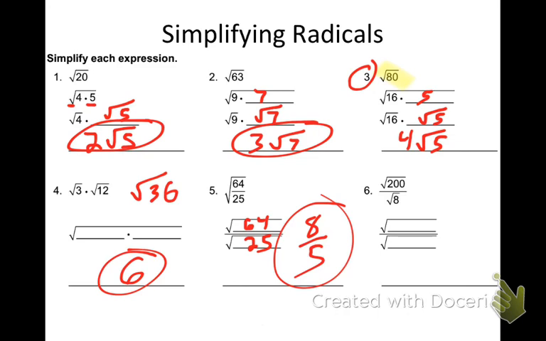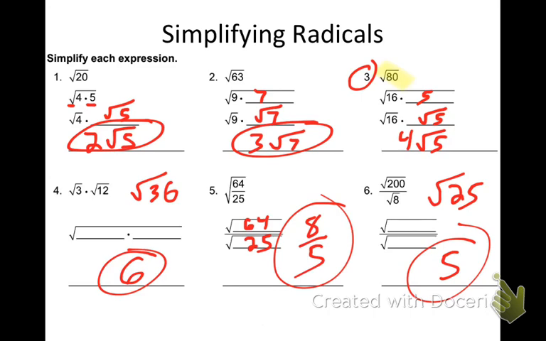Number 6. Square root of 200 over the square root of 8. Does anyone know what the square root of 200 is? 100 times 2. 100 times 2, but we're looking for perfect squares here. 8, not a perfect square. Can I simplify that? What's 200 divided by 8? All right, whipping out the phone for this one. 25. It is 25. So I get the square root of 25. What's square root of 25 then? 5. That one's 5.